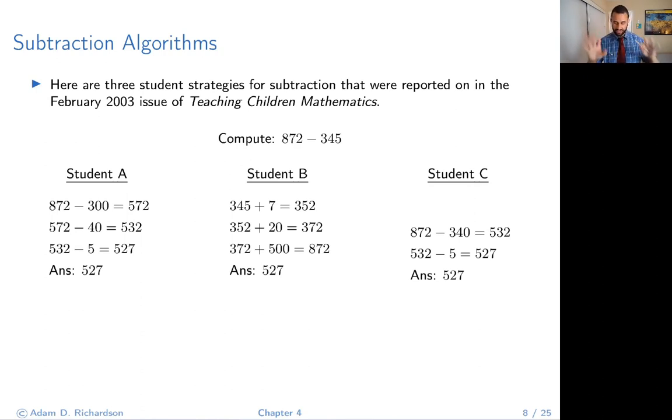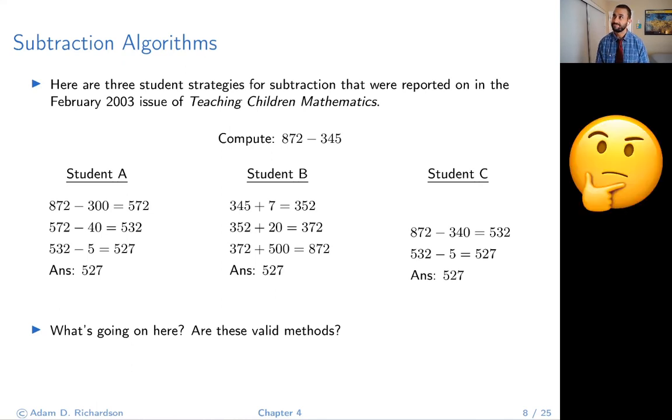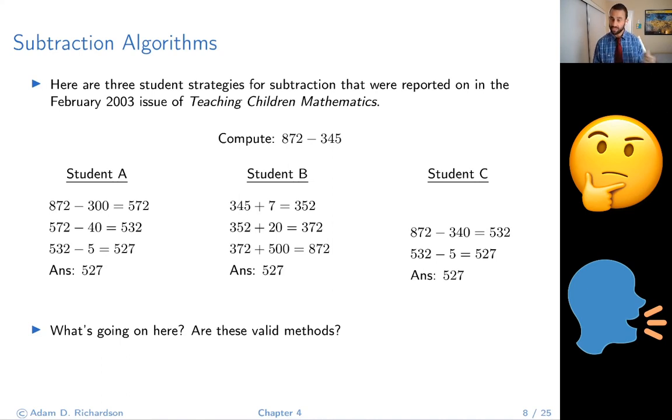So here are 3 different ways of computing this difference: 872 minus 343. And this is my question to you. So take a fair amount of time and just think about these 3 methods. Try to make sense of what's going on there, and then ask yourself if they're valid methods. So go ahead and take some time, and I'll be back. All right, now take some time and talk out loud. Talk out loud about what you see here.